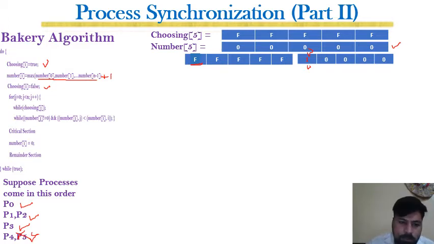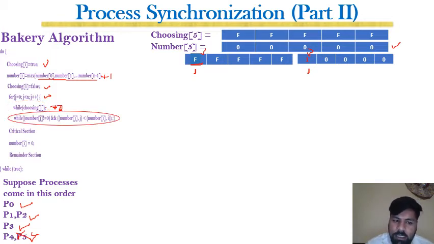And in the third step, here is a loop for j equal to 0, j less than n, and j plus plus. So we start j from here and here, because both of these j's will coordinate the two arrays, that is choosing and number. So in this step, while choosing at j is true, but choosing at j is not true, it is false. So this condition becomes false, and if this condition becomes false, then this little semicolon at the end of the loop states that this is a blocking loop, and once it becomes false, then the execution will proceed and another loop will be evaluated, and this is the other loop that will be evaluated.